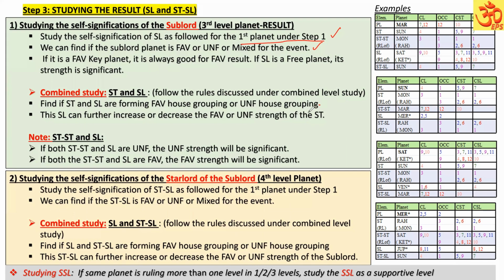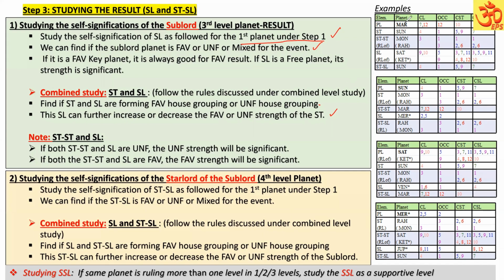It means, simply saying, whatever the starlord is signifying, we have to check whether the sublord is further supporting those starlord significations, whether favorable or unfavorable. Or the sublord may not be supporting the starlord significations, we also have to check. So this sublord can further increase or decrease the favorable or unfavorable strength of the starlord. I hope you have understood. I will explain this with an example.